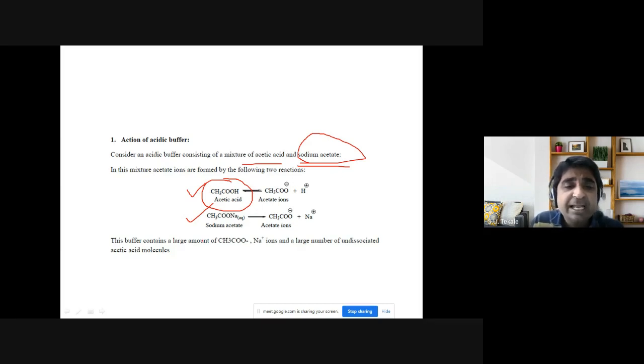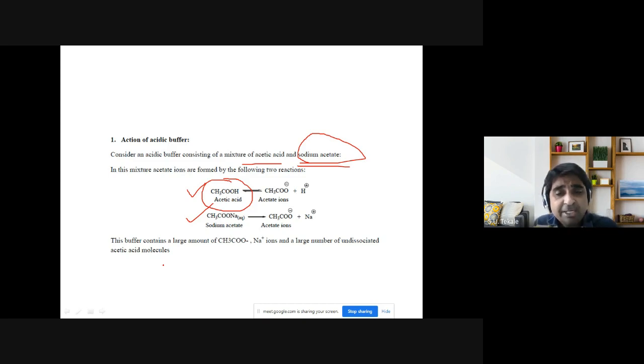So it will contain a large amount of acetate ions, sodium ions, and undissociated acetic acid molecules. So in this buffer solution, there are a large number of acetate ions. And buffer capacity or buffer action is what? It is nothing but the ability or tendency of that buffer solution to resist change in its pH value on addition of a small amount of acid or base.